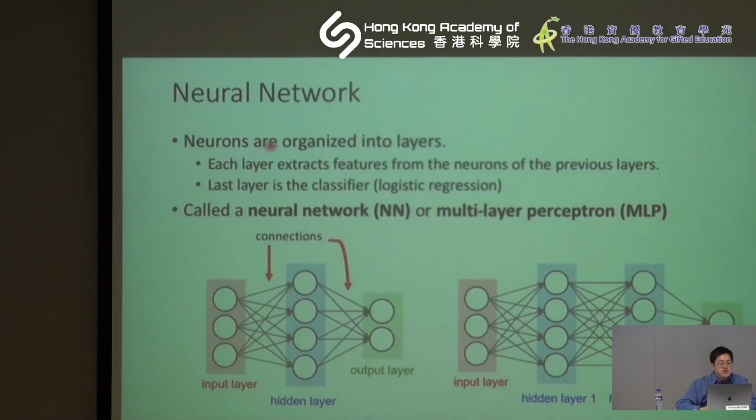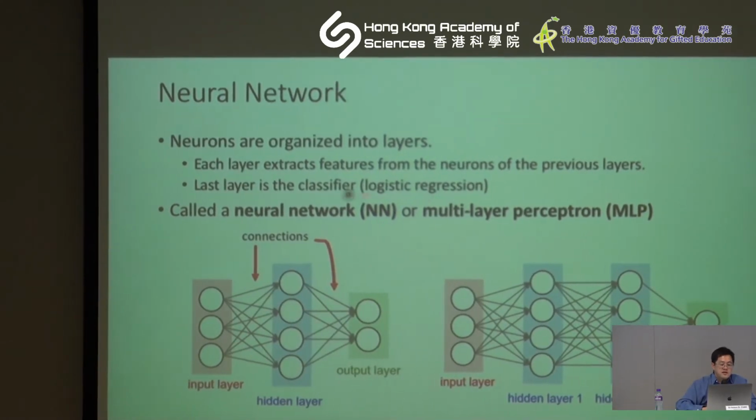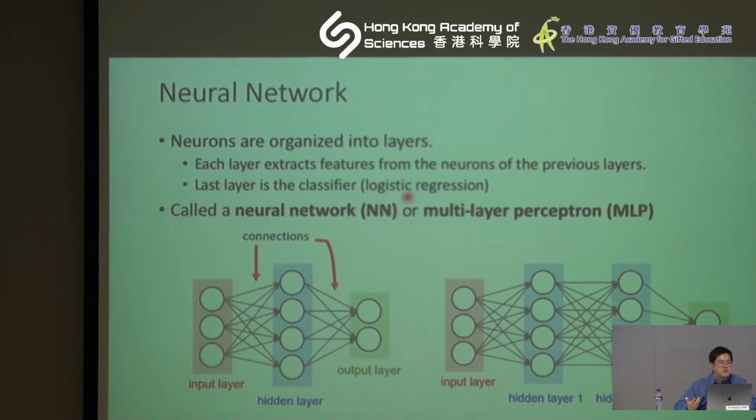The neurons are organized into what we call layers. Each layer extracts features from the neurons of the previous layers, and the last layer is the logistic regression classifier that I talked about before. In this example, this is the input layer where I present, for example, an image. Then this is a hidden layer, called hidden because we don't apply anything to it, and it's connected to the input layer. This is a classification layer, and it takes inputs from the hidden layer. We can add any number of hidden layers in between like this. This is called a neural network, or in the past a multi-layer perceptron, or MLP.